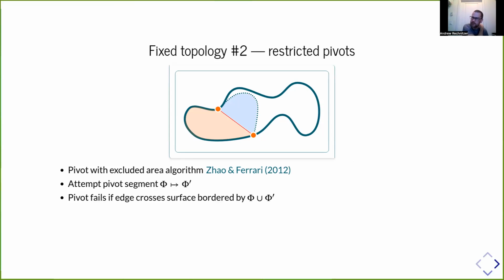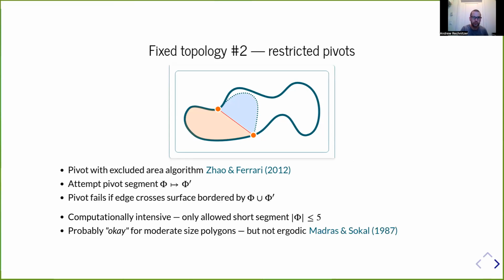Now, the way that they set this up was extremely computationally intensive. And so they decreed that, well, we're only going to do this for short segments. So we're only going to allow pivots where the pivoting segment is quite short. And indeed, they only allowed pivot segments of up to length 5. And they did some strong analysis of this, and they said that this is probably okay and that it actually works pretty well for the moderate length polygons that they were looking at.